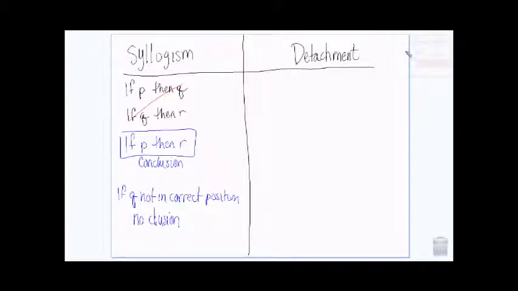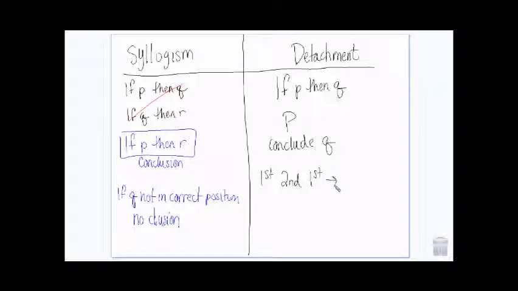If you recall, the other one was if P, then Q, and then we said P. And then you conclude Q. So for this particular one, you have to say first, second, first, and then you can conclude the second. If it does not go in the right order, so if it's like first, second, second, there's no conclusion.